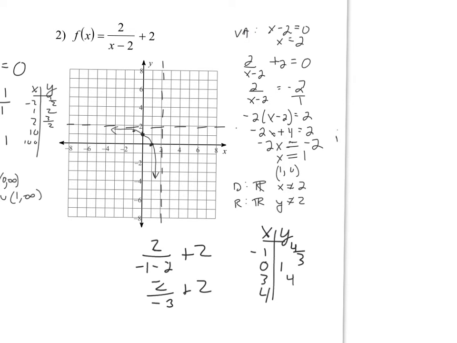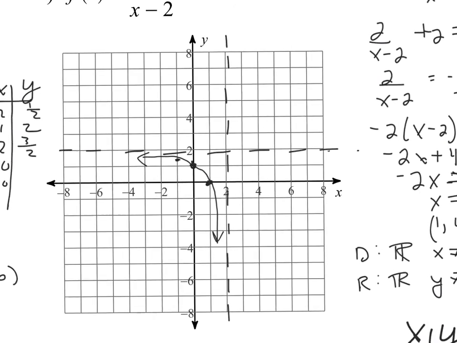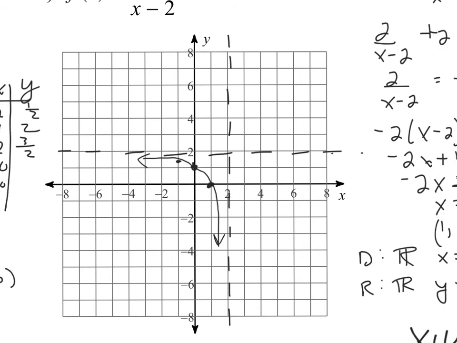So 4 minus 2 is 2. 2 divided by 2 is 1, and 1 plus 2 is 3. So this is a 3. And then let's zoom back. We're going to do 3, 4, and 4, 3.